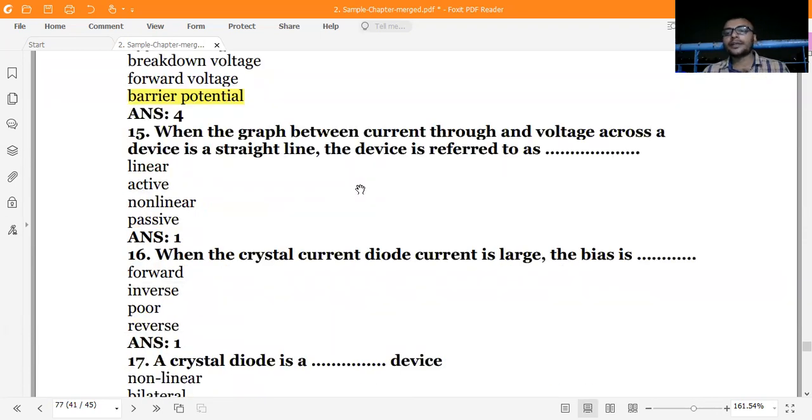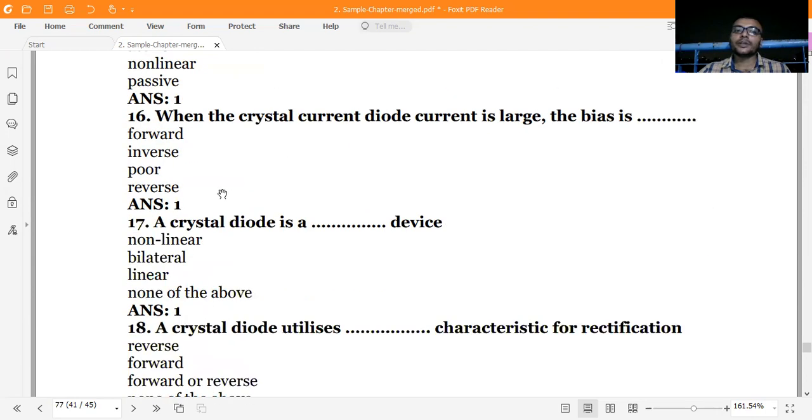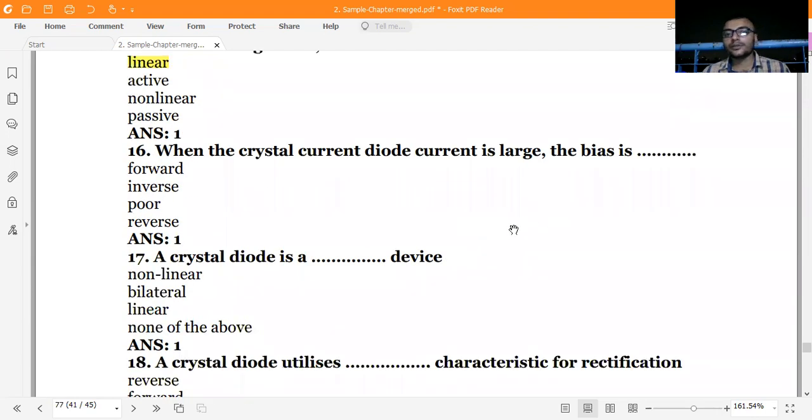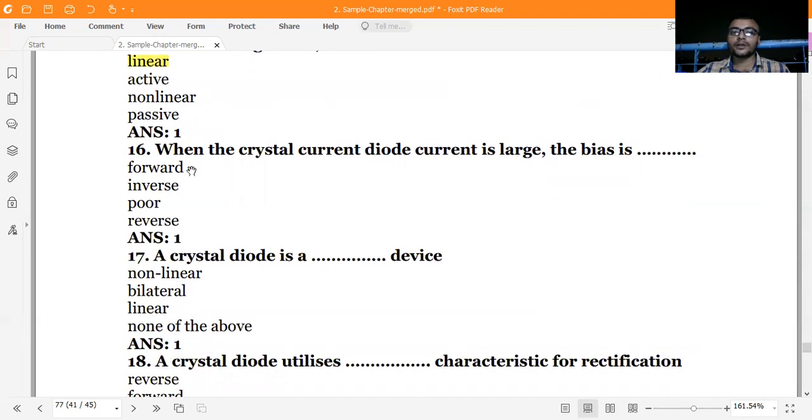When the graph between the current through and the voltage across the device is a straight line, we can say it follows Ohm's law, it is linear. When the crystal diode current is large, its biasing is forward biasing.